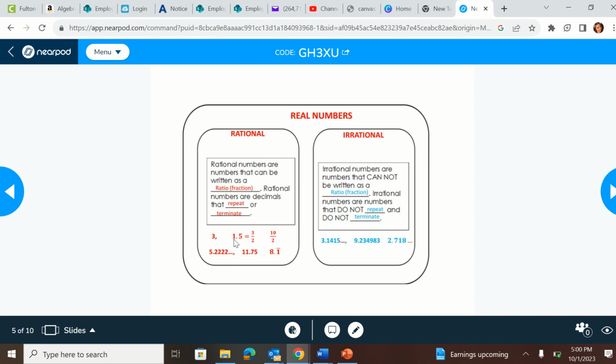Irrational numbers are numbers that do not repeat and do not terminate. So a number that would be considered irrational would be 3.1415 dot dot dot, because it's simply not repeating, 9.234983, and 2.718. Each of those numbers can be identified as irrational numbers because they do not repeat and they do not terminate.